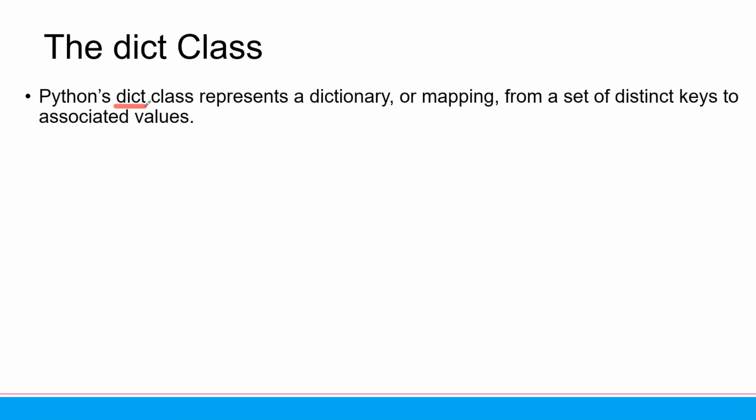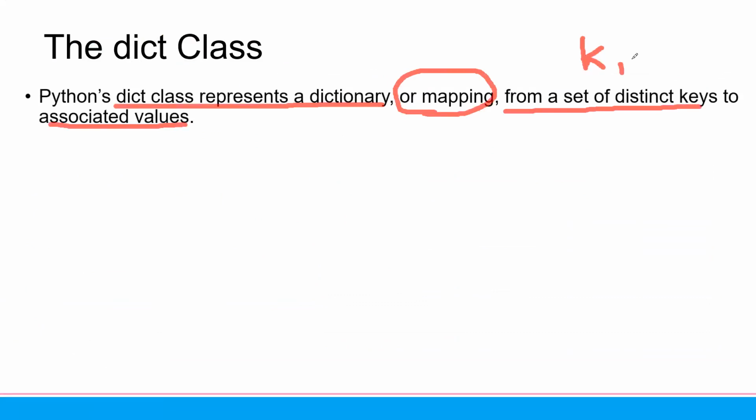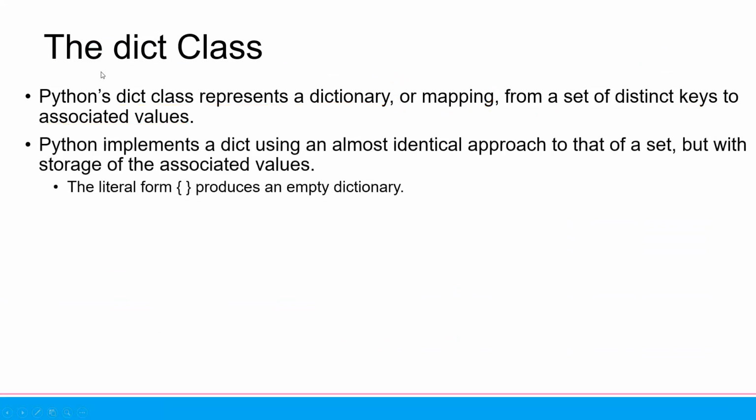Python dict, or dict, is a class to represent a dictionary. So we will do a kind of mapping. We call it a mapping from a set of distinct keys to associated values. So we will have K and we will have V. K means key and V means value. Python implements a dict using an almost identical approach to that of a set. So it is the same as a set, but with storage of the associated values.